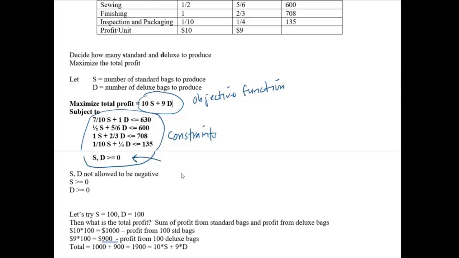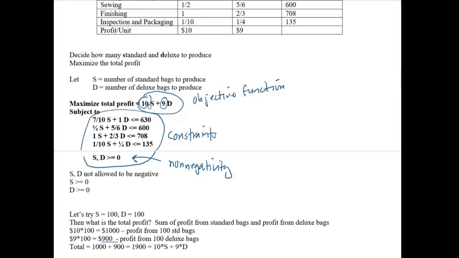Now this constraint is a special kind of constraint. It's something that we just tack on to make sure that we don't have negative results at the end. And so we call this the non-negativity constraint.